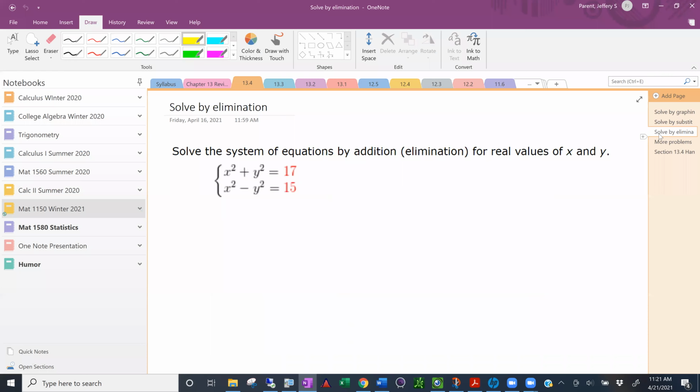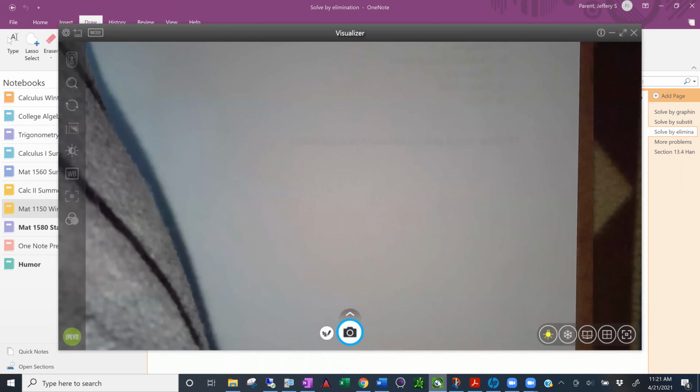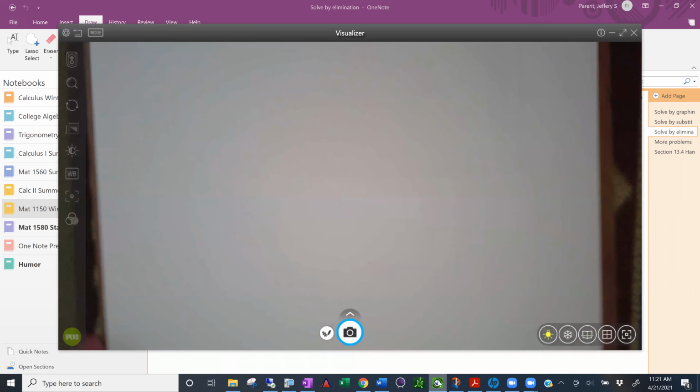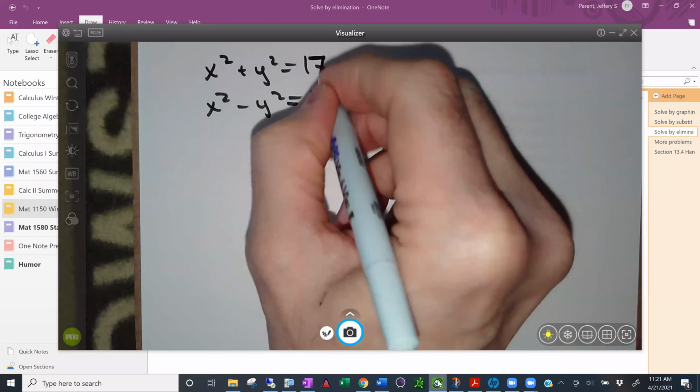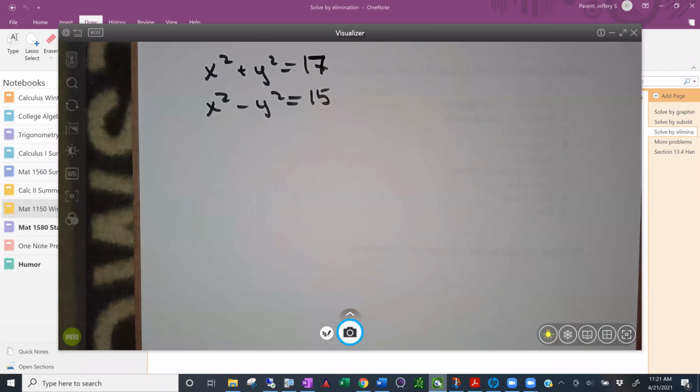Let's solve one by elimination. Kind of like the last one, maybe we'll start out by looking at these equations and see if we can figure out what equations they represent or what figures they represent. So let's look back here. X squared plus y squared equals 17. X squared minus y squared equals 15. What shapes are we looking at here?